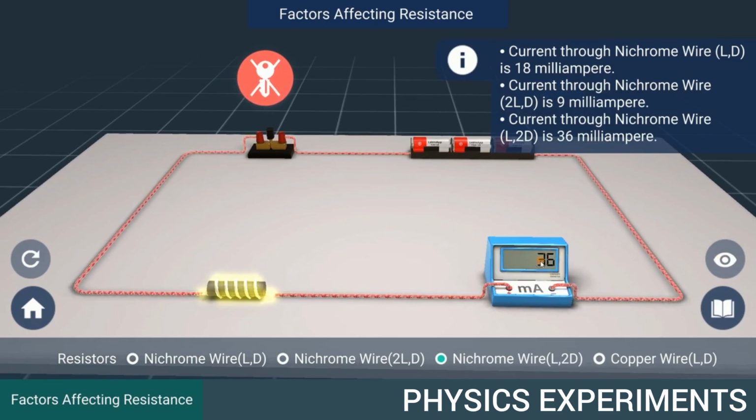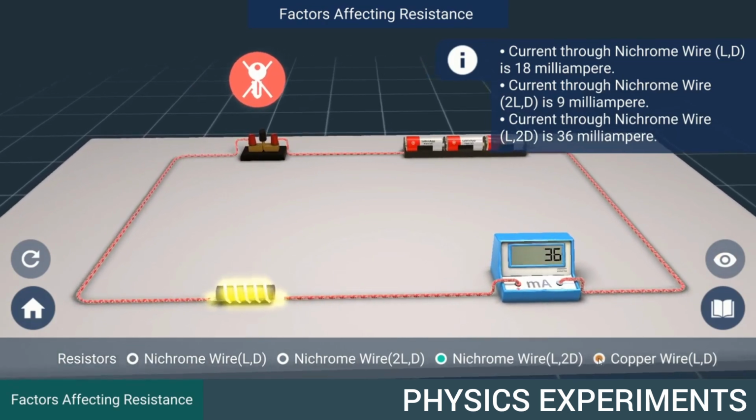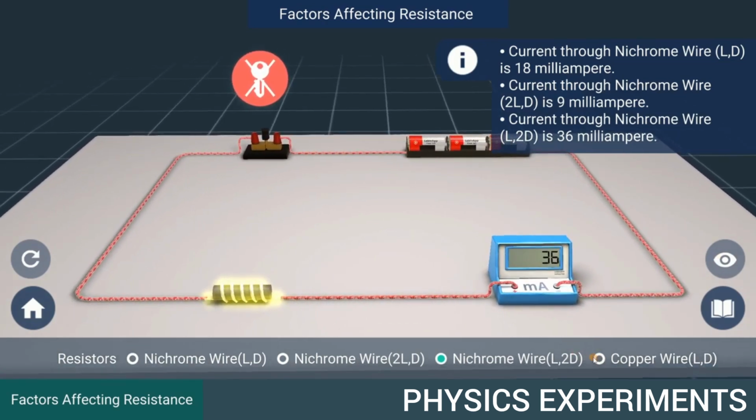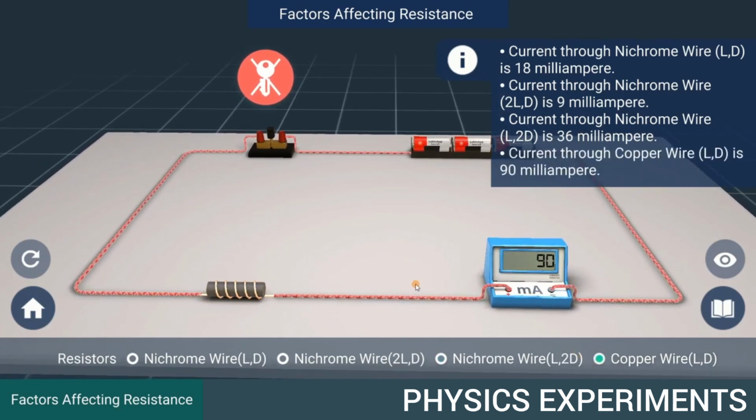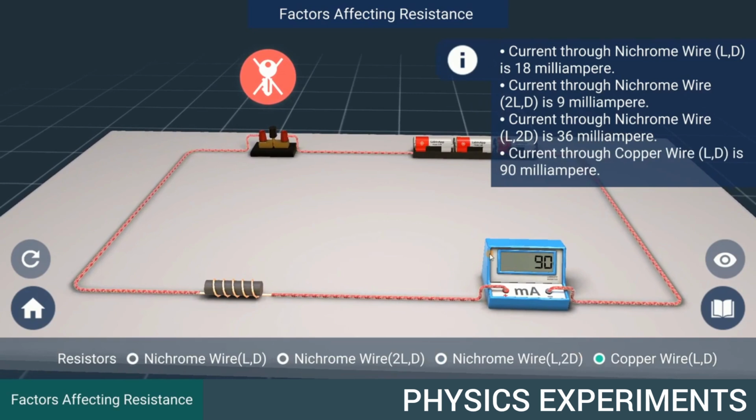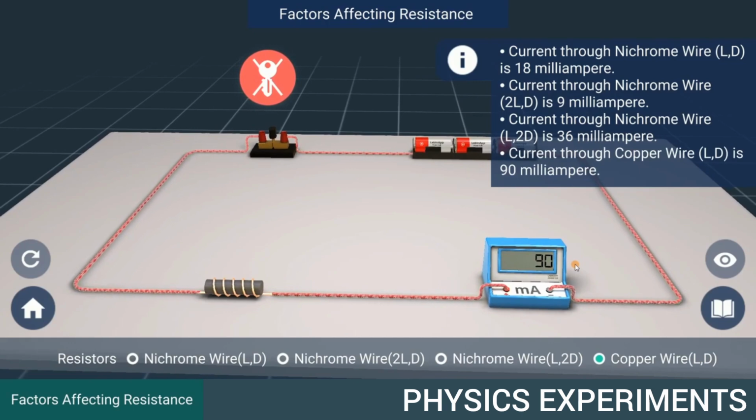Now, use a copper wire of unit length L and unit diameter D. We can see that it is allowing more current to flow. Since we have changed the material of the resistor from nichrome to copper, we can say that the different materials offer different resistance to the flow of current of same length and diameter.